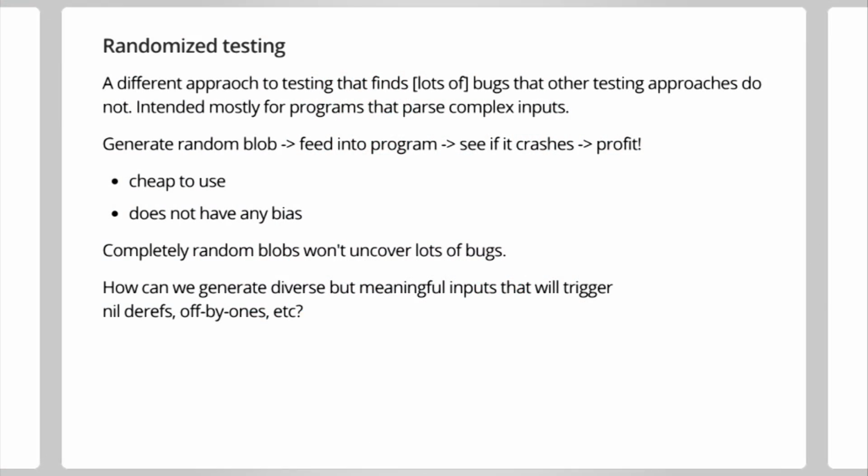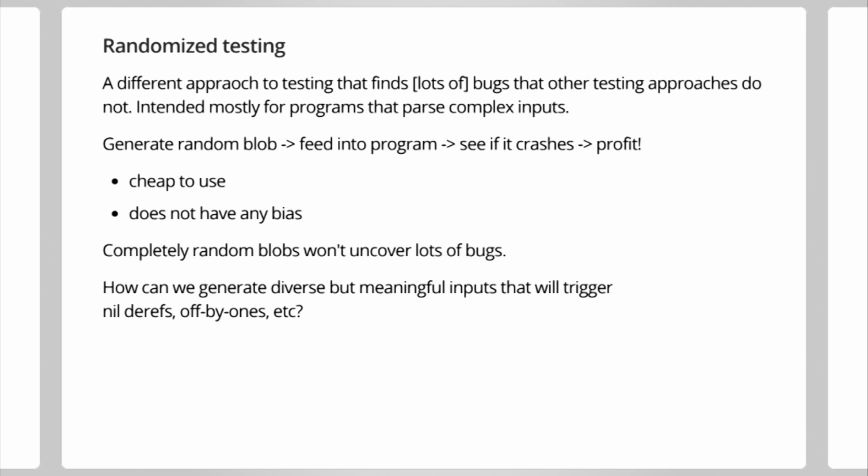So this approach is randomized testing, and it's intended mostly for programs that parse and process complex inputs. The high-level idea is quite simple. We just generate a random blob of data and feed it into a program and see if it crashes. If it crashes, we've got profit. There are two advantages of this approach. The first is it's very cheap to use. You don't need to write any actual tests. And the second benefit is that it doesn't have any bias, so it won't miss bugs in the code because it has some misplaced trust in a piece of code.